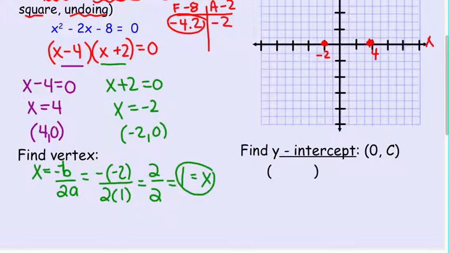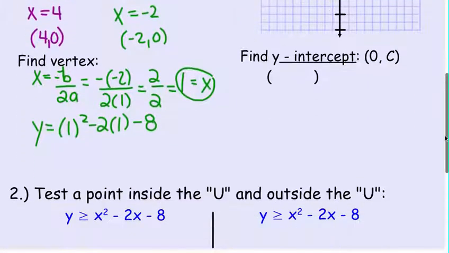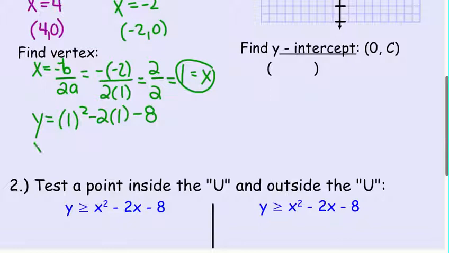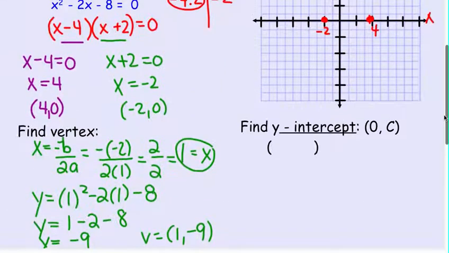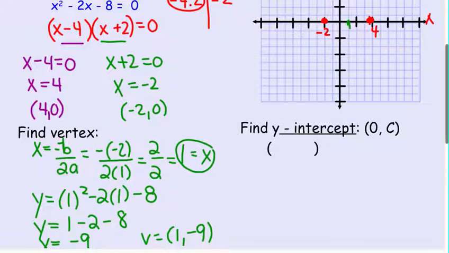Now we want to find the y value. So we're going to substitute 1 in for x and solve it for y. So simplify that. 1 times 1 is 1, -2, -8. Continue simplifying. 1 minus 2 is -1, -8 is -9. So then our vertex equals over 1 down 9. So if we come over to graphing it, we're going to go over 1 and down 9.